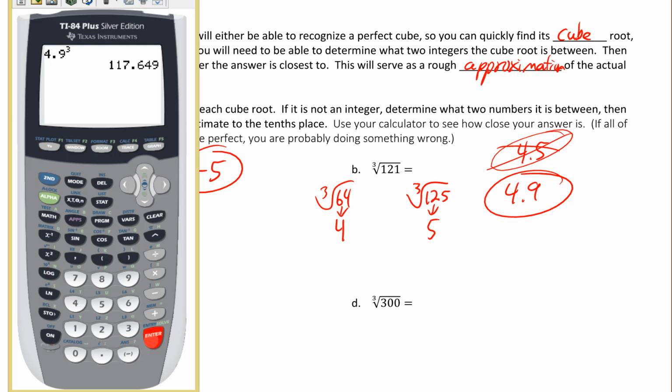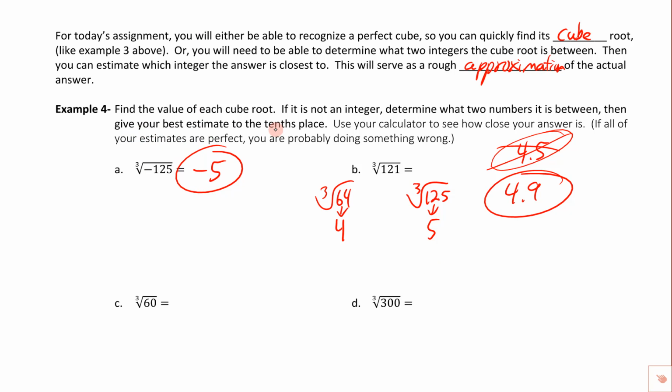So pretty close, not quite there. It's actually a little bit more than 4.9, maybe 4.95 or something like that. But all we need to do is give an estimate to the tenths place. Okay? So give your best estimate to the tenths place. So 4.9 would be totally okay.